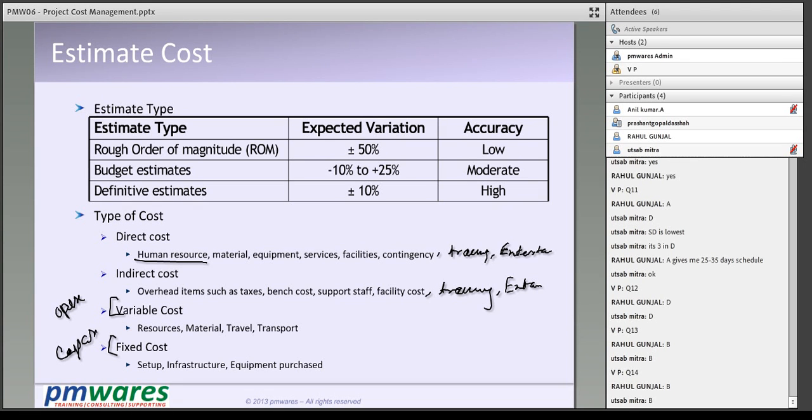Equipment, you can also write equipment here, but here it is hired, not purchased. If equipment is hired, it becomes an operational cost, that is a variable cost. If the equipment is purchased, it becomes a fixed cost. Right?